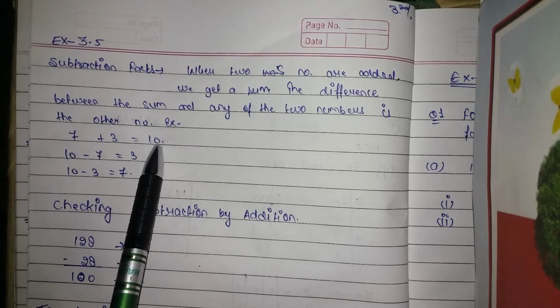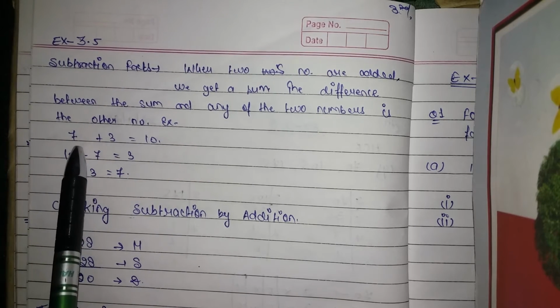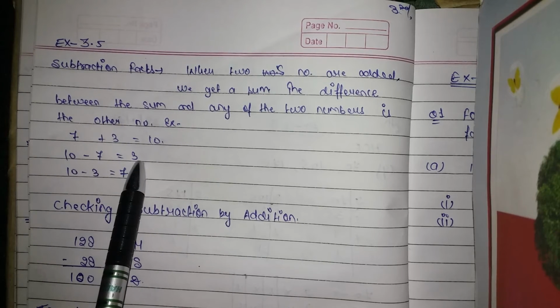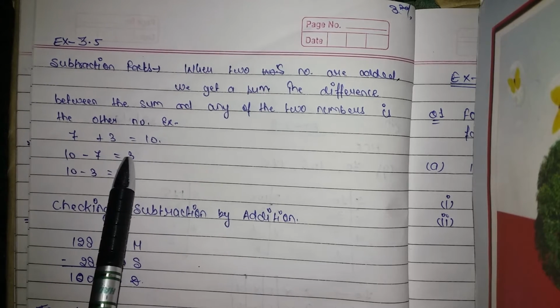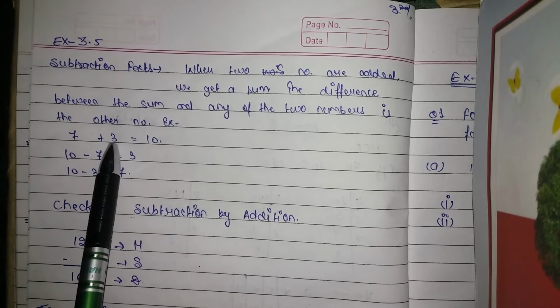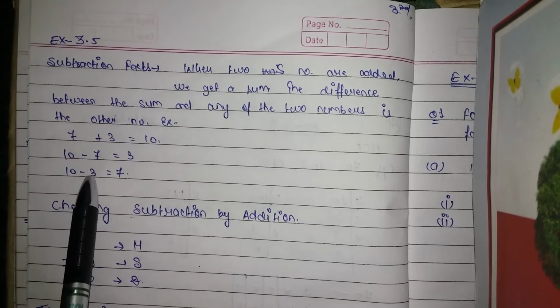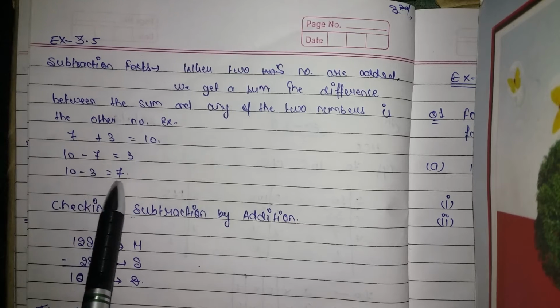Now from the sum I am subtracting one of the numbers, right? So suppose I am subtracting 7, I am getting 3 as my answer, right? And this 3 is one of the numbers which I added here, or you can say this 3 is one of the addends. Similarly, from 10, when I have subtracted 3, then I got 7.